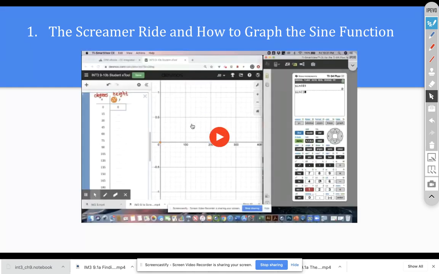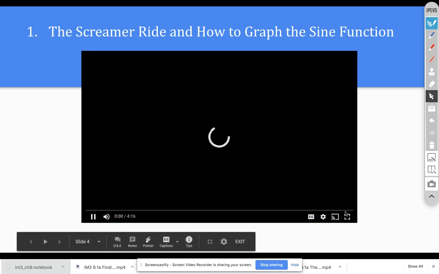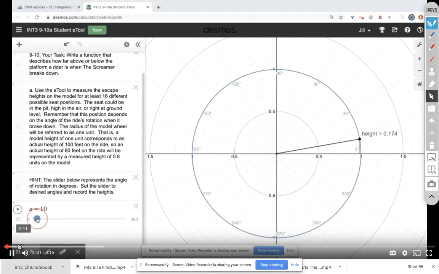All right, I'm going to get started on the screamer ride and how to graph the sine function. The screamer ride, like the Ferris wheel, starts by entering here. Actually, we're going to go back here at 0. It's going to start at 0 height. As you enter the ride, it goes up and the height starts to climb up and up and up, as you see.